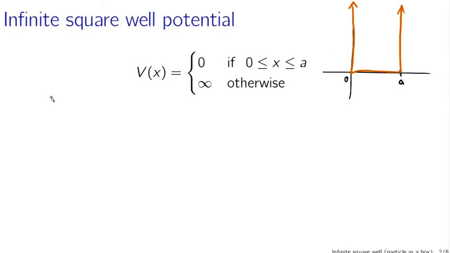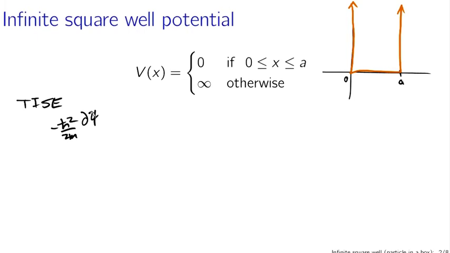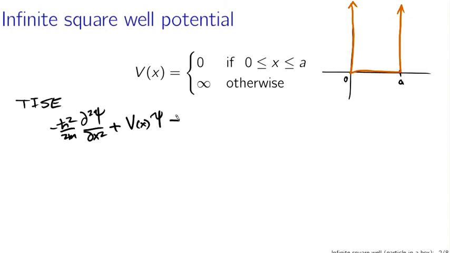Well, what we'll be working with now is the time-independent Schrodinger equation, the TISE, which reads minus h bar squared over 2m times the second derivative of psi with respect to x, plus potential as a function of x times psi, is equal to the energy of the stationary state that results from the solution of this equation times psi.